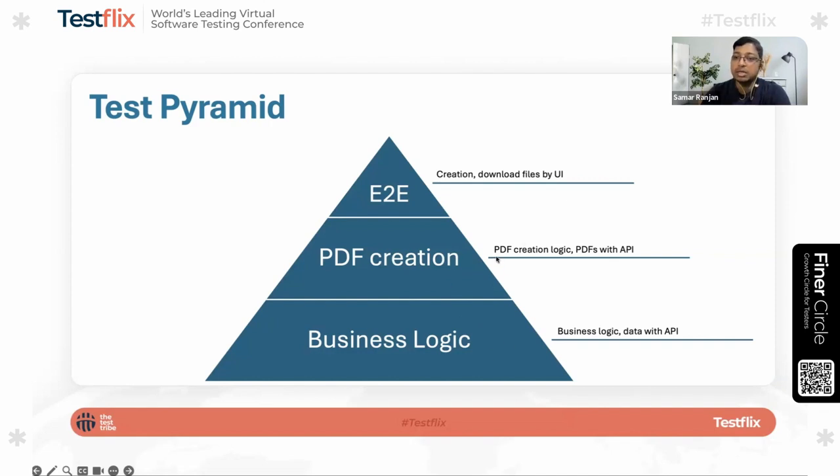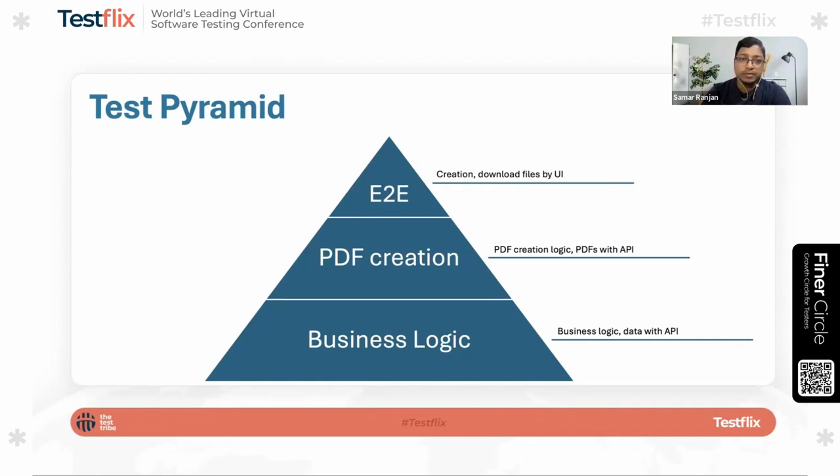In PDF creation, I'm not focusing on the data. I'll be focusing on a different set of data and focus more on the PDF creation, whether with different data types it is able to create PDFs, or whether different template size PDFs can be created. Here in end-to-end tests, I'm mostly focusing on the business user flow where a PDF is getting created along with certain other functionalities. So that is how our design should look.